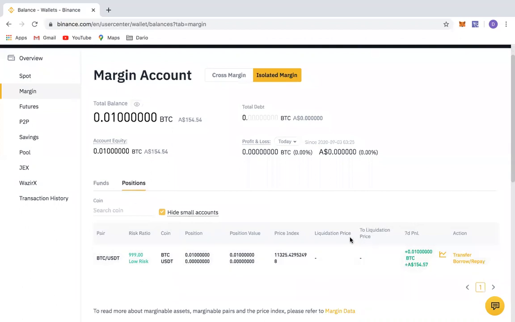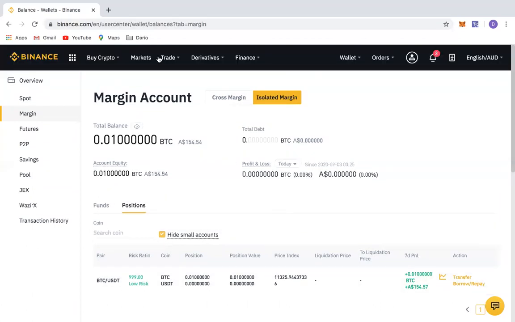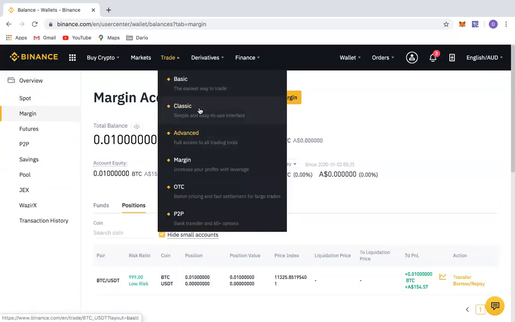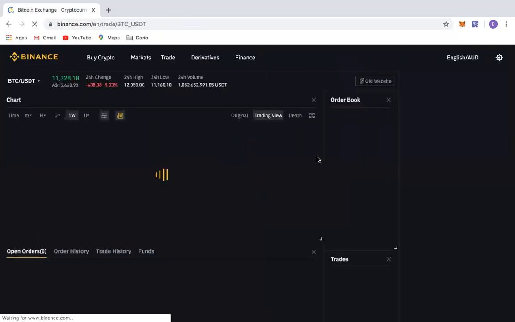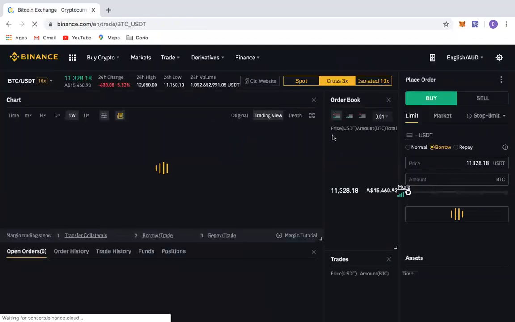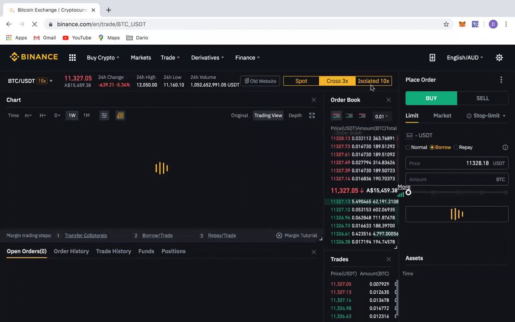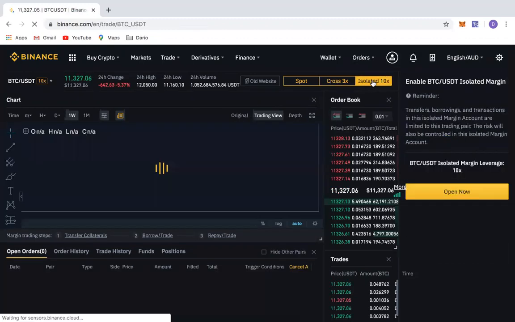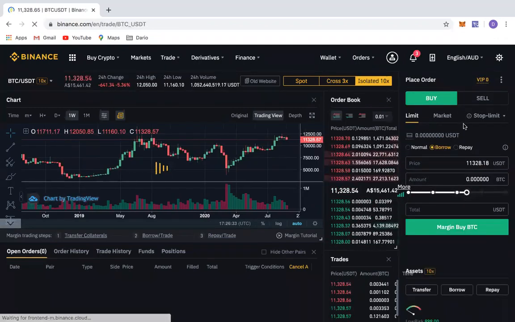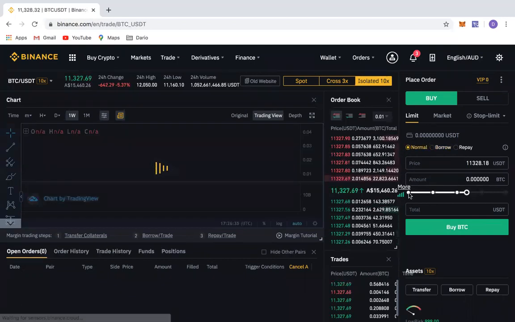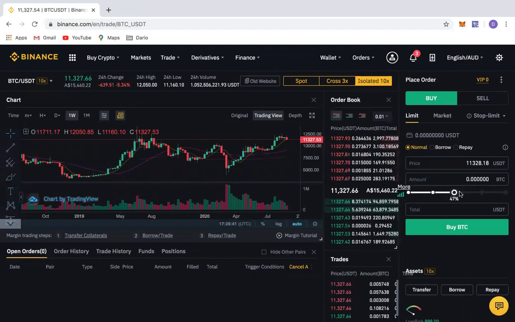There's no liquidation. But if I want to, I can actually go up here to trade classic or margin or advanced. It doesn't matter which one, because you can select the option here. And remember, we're on isolated times 10. We're going to click here and we're going to open. And always have it on normal by default, and then decide what you're going to do so you don't confuse yourself.